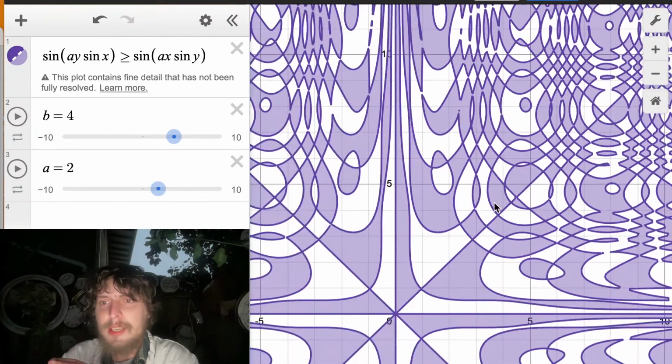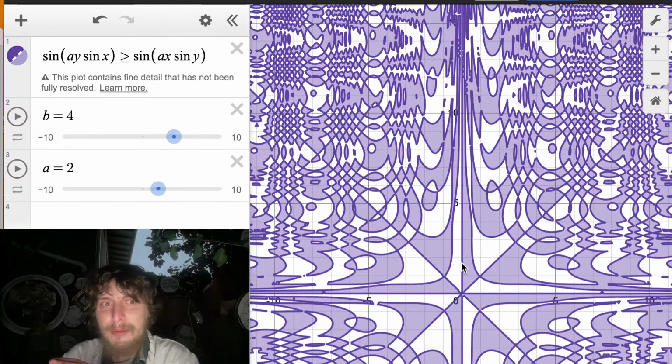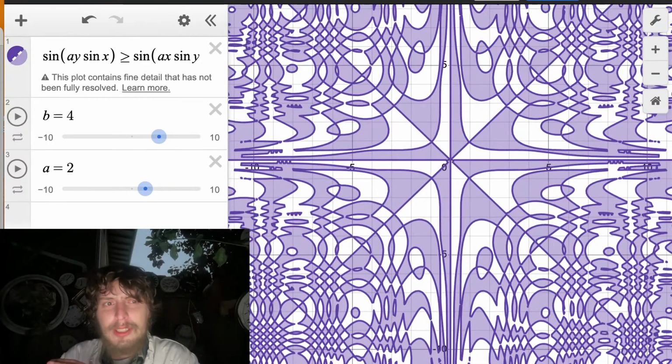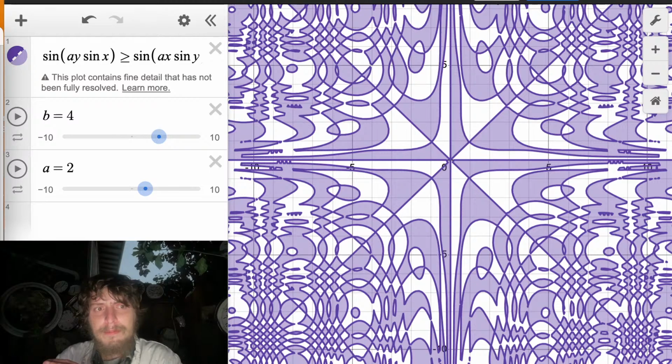Let's see. Here, yeah, I just have A the same. So I'm going to actually keep it here centered for a moment. And let's give a little more room to the graph.